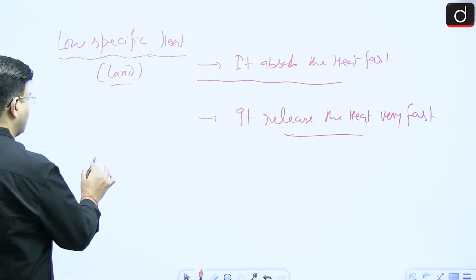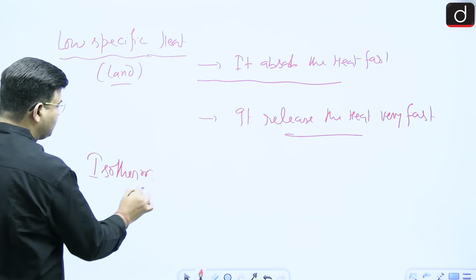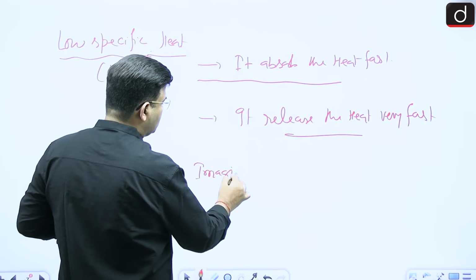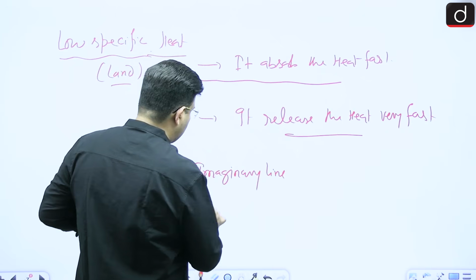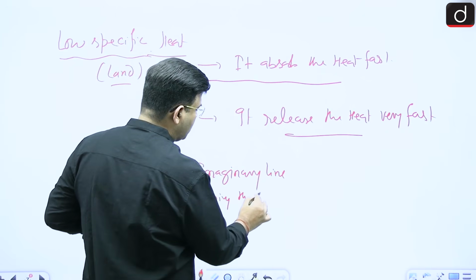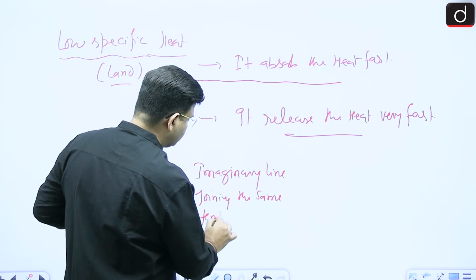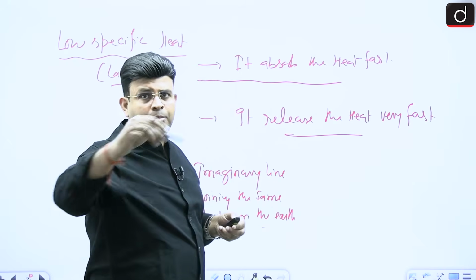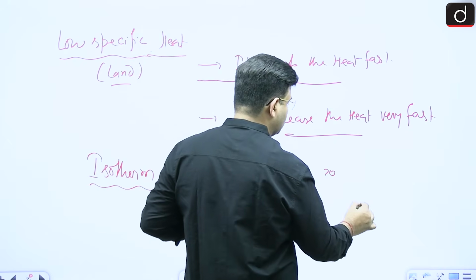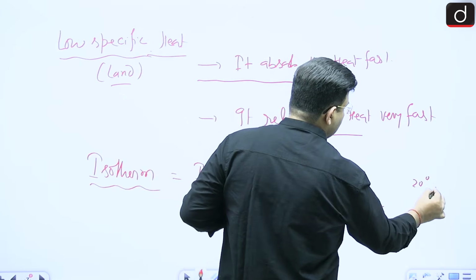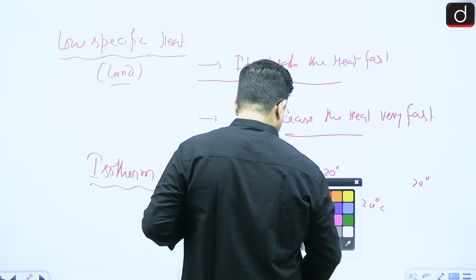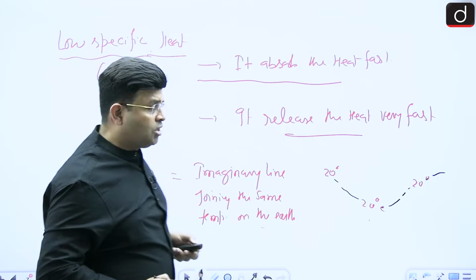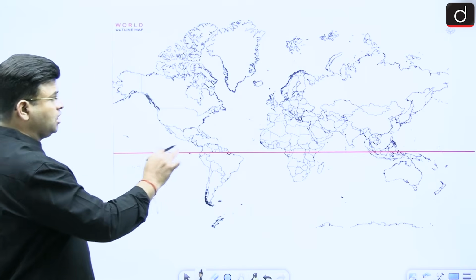Now I have to see what is the meaning of isotherm. If I am talking about isotherm, like I said, it is an imaginary line joining the same temperature on the earth. Generally we measure it on the map of the world. Suppose this is 20 degrees Celsius, this is 20 degrees Celsius, and this is 20 degrees Celsius. When we join these, this is known as an isotherm. It is an isothermal line. Is it okay? Isothermal.